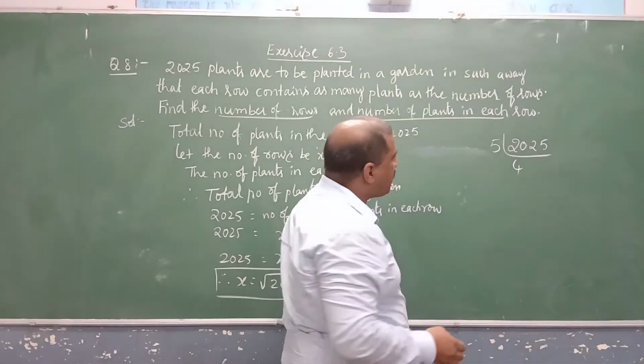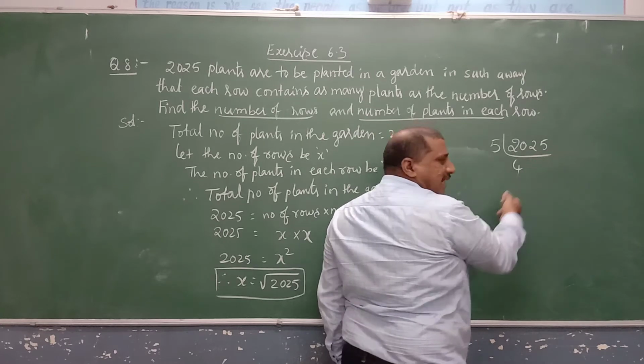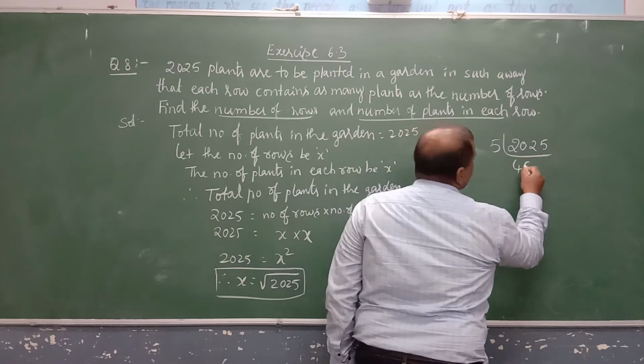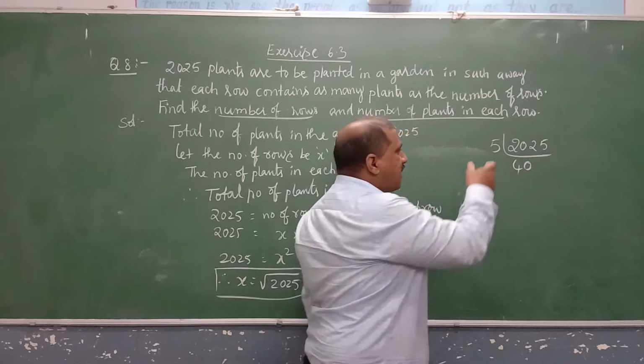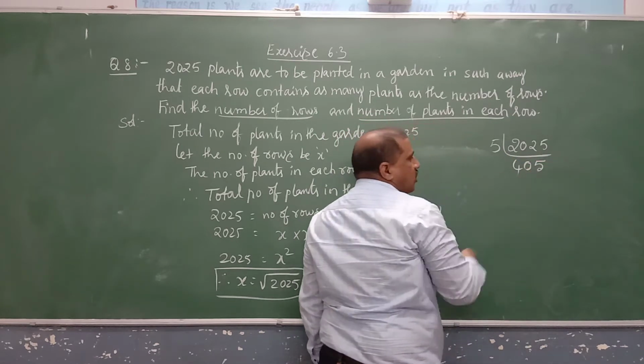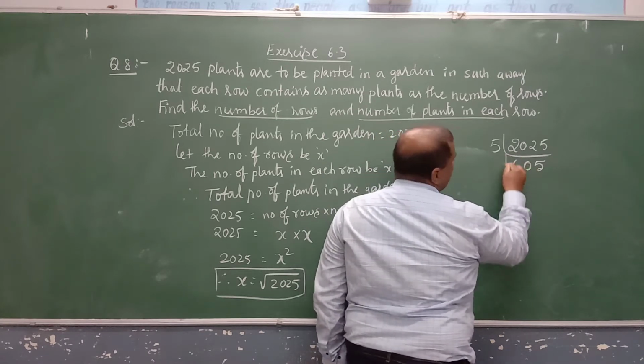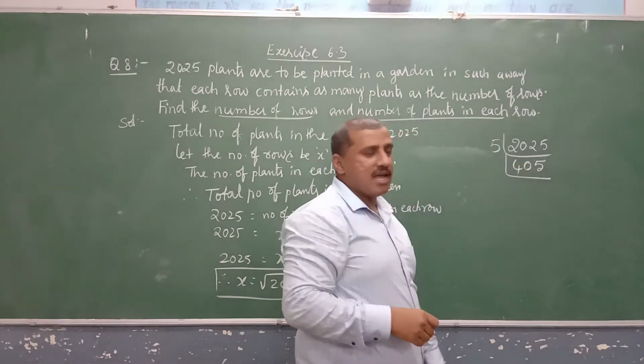2 is not divisible by 5. We need to bring the next digit, it is 5. Before bringing the second digit, we should keep the 0 in the quotient. Then bring 2 digits, 25. 5 5s are 25. Now what is the quotient here? It is 405.